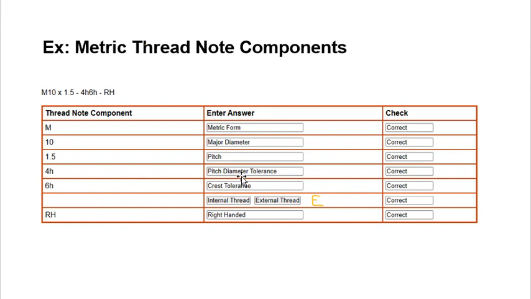For the pitch diameter tolerance, 6H is your crest because the very first one is the pitch and the second one is your crest value. And then we're dealing with external here, because this little letter is a lowercase. And RH is your right-handed because your thread is going in a clockwise direction.